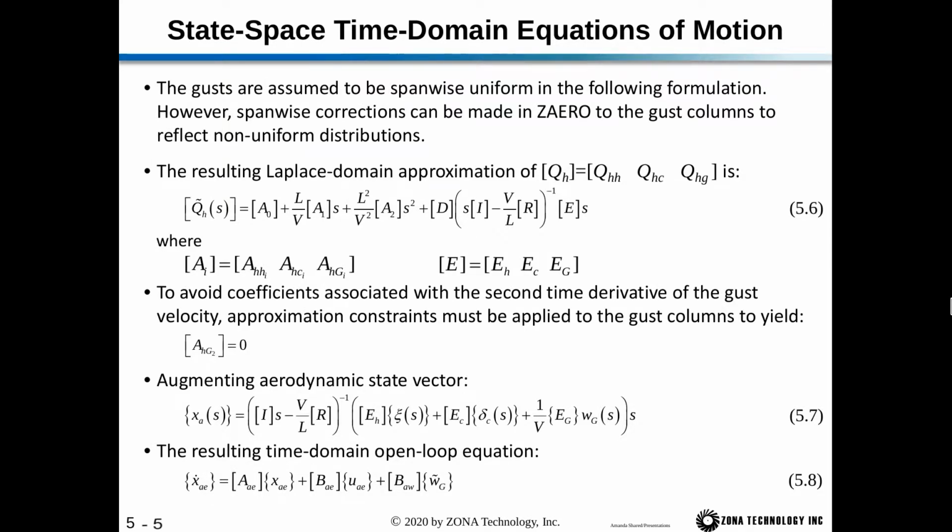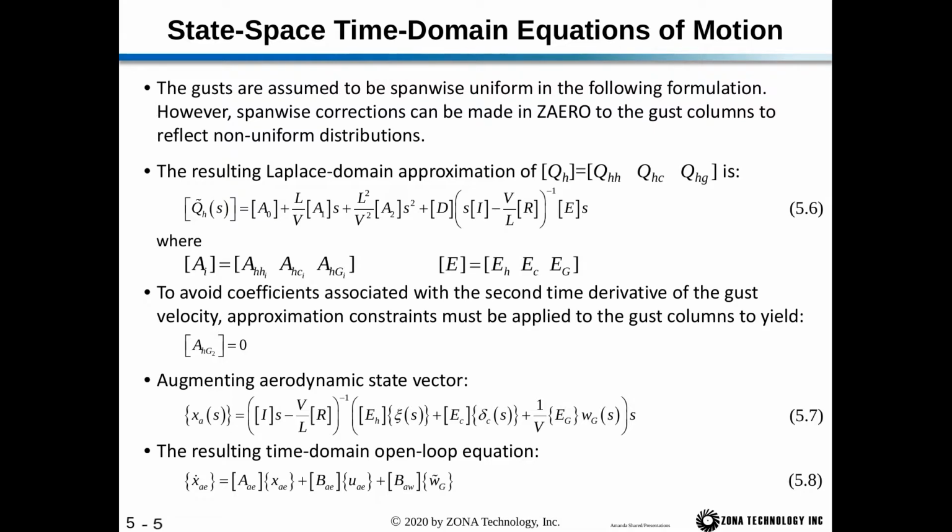So first, let's start out with the state space time domain equations of motion. Here, the gusts are assumed to be span-wise uniform in the following formulation. However, span-wise corrections can be made in ZAERO to the gust columns to reflect non-uniform distributions. Now, the resulting Laplace domain approximation of QHH is QHH, QHC, and QHG.